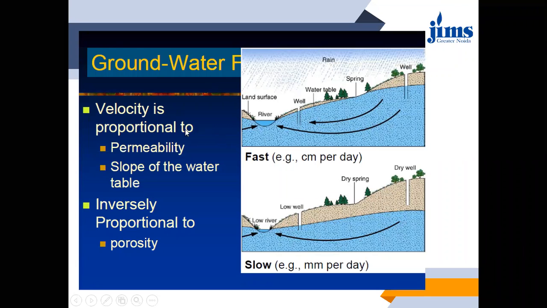So this groundwater recharge depends upon the velocity. Velocity of what? Velocity of the flow of either runoff water or groundwater flow. So this velocity of groundwater recharge is proportional to permeability and the slope of the water table. If the slope of the water table is high, then the velocity of recharge will be high. If permeability is high, then greater permeability.